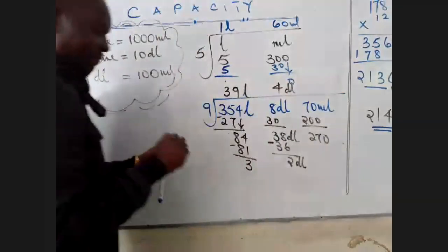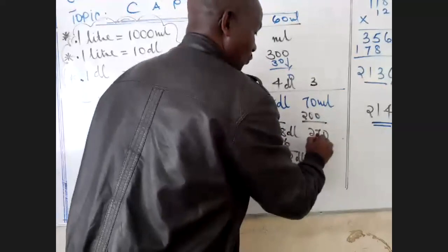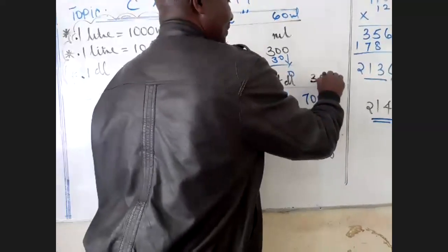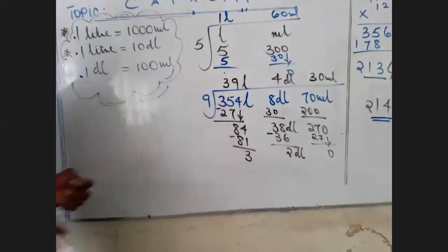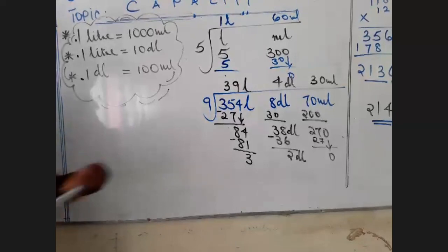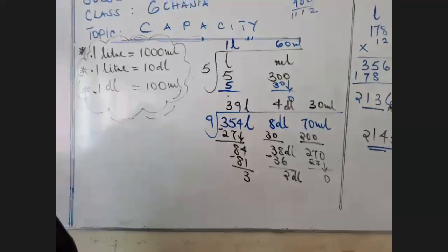So what do you have? 9 into 27, 3 because of 27. Drop the 0 and your 30 milliliters down. So carrying forward, changing. Carry forward, conversion. That's the trick.